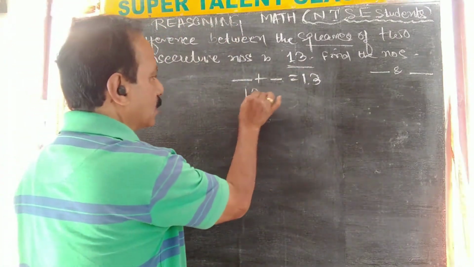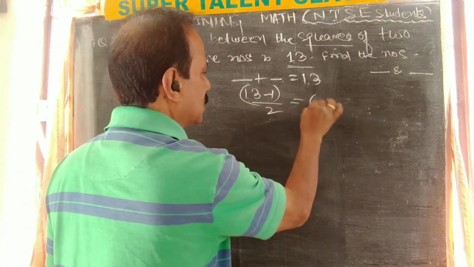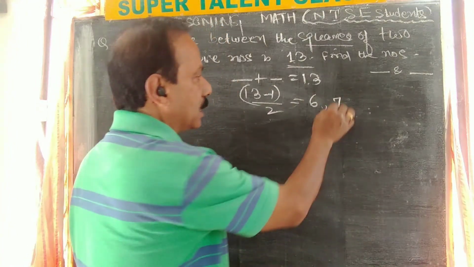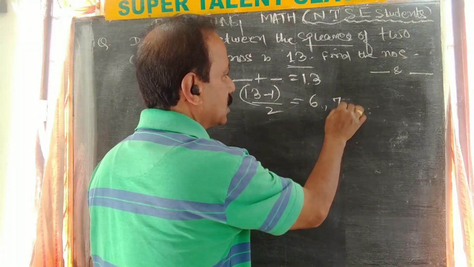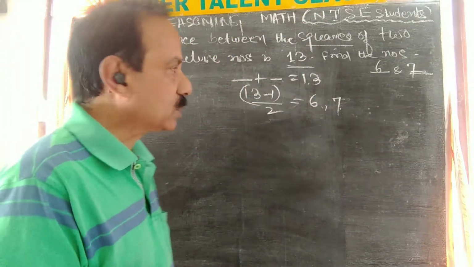So 13 minus 1, divide by 2. How much is it? 6, and the next will be 7. 13 minus 1 by 2 is 6, and then 7, that is 6, 7. What is the technique, you see?